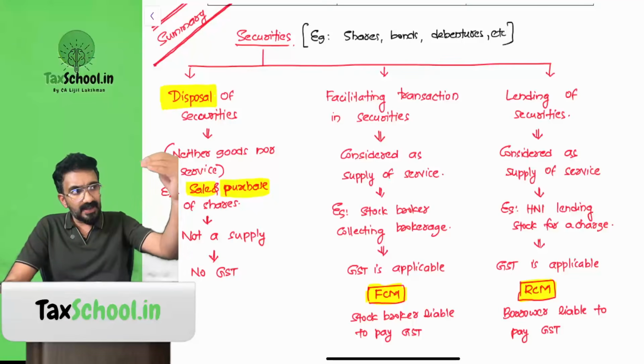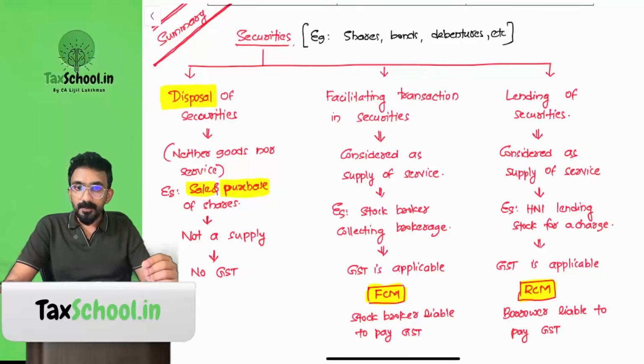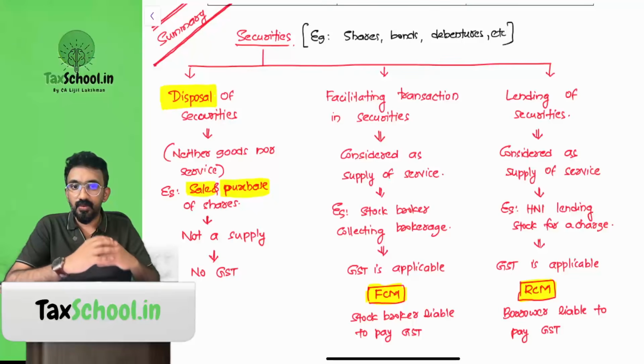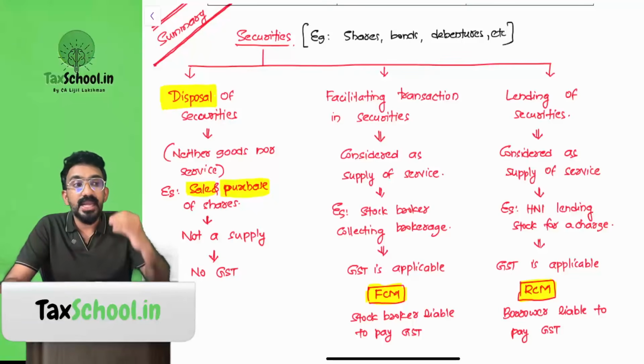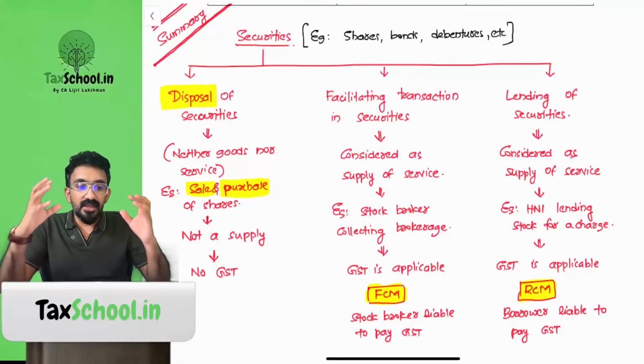However, there's an explanation inserted into the service definition which says that facilitating transaction in security is a service. What's the meaning of that? Security is not goods, not service. So what activity will not become a supply? Disposal of security, which means what? A company is giving, what is security?